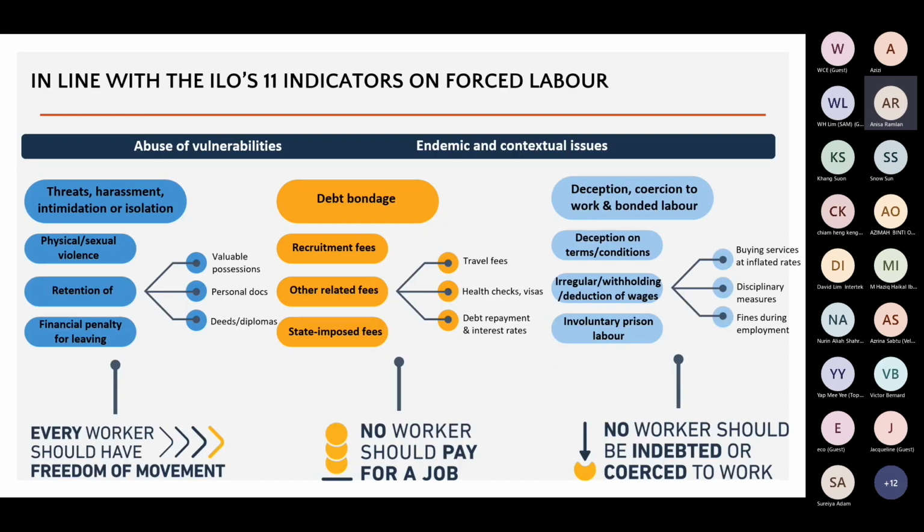And also in line with the ILO's 11 indicators on forced labor, there are two kinds of segments. One is the abuse of vulnerabilities and the endemic and contextual issues alongside it. So for example, there's threats and harassment, intimidation, or isolation. There's physical and sexual violence that we talked about previously. Then the retention of, it's not just the passport, it's the valuable possessions of the worker, which includes the passports, but other personal documentation, whether it's the birth certificate, land deeds, or their educational certificates, and so on, are withheld. And then also financial penalty for leaving that they're struck with. So what it essentially means is that all these elements should not be there.